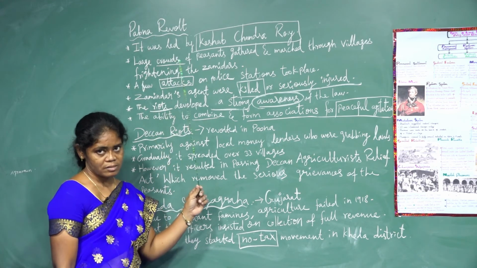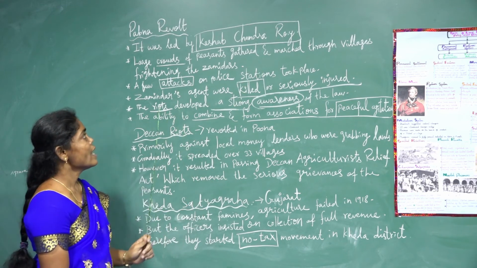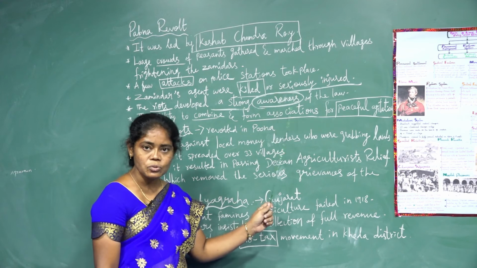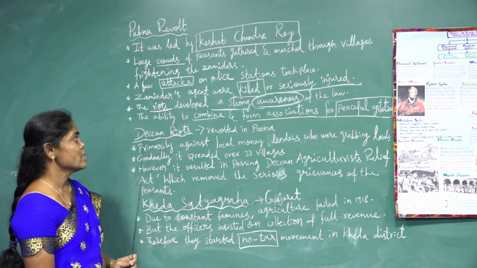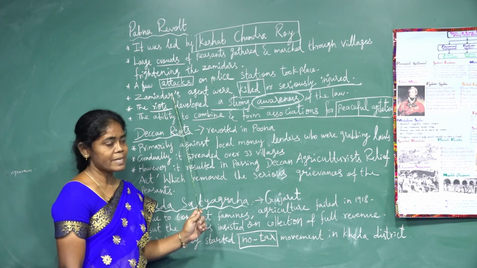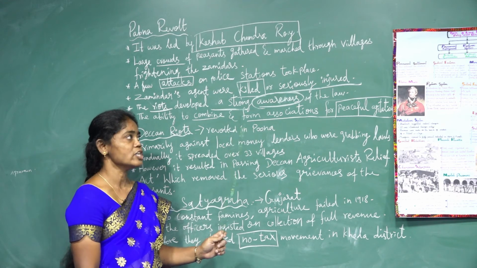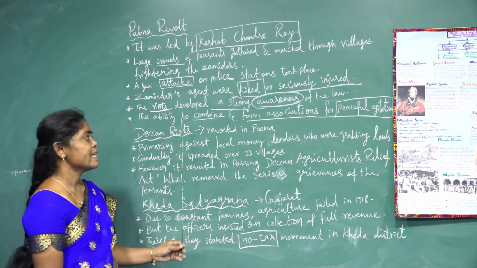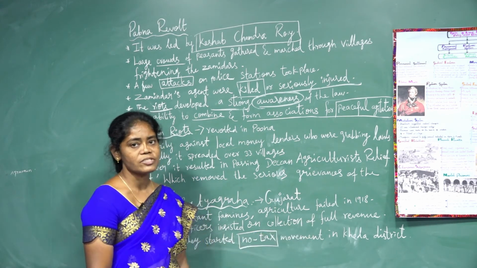It was led by K.V.ELAVARASI, and crowds gathered together and marched through the villages, frightening the zamindars. Police stations were attacked by them. Zamindars' agents were killed and seriously injured. A strong awareness was created. They combined together and formed associations for peaceful agitation.